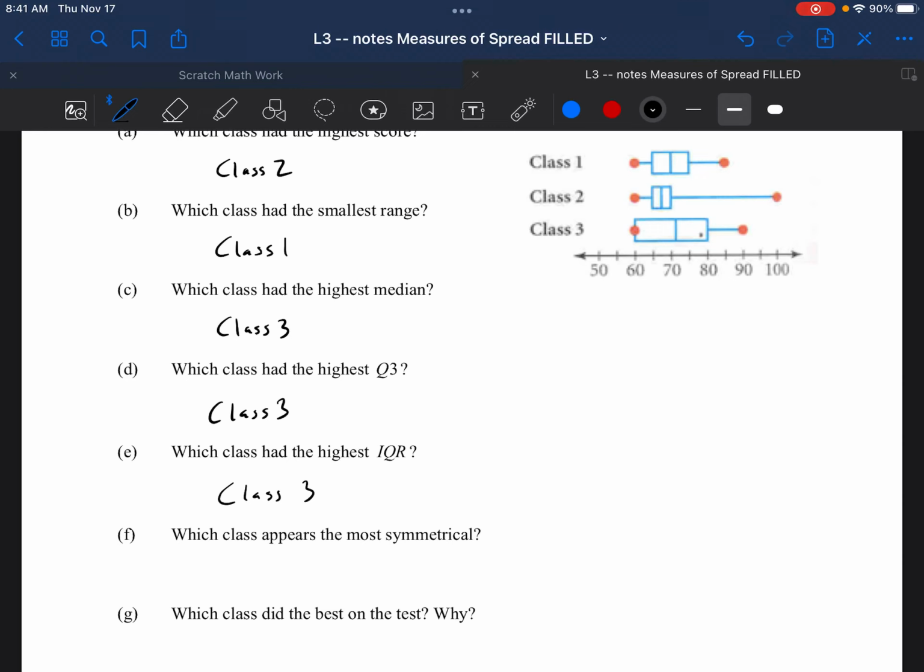Which appears the most symmetric? No, because the lengths of these whiskers are way off. Probably not there, because there's no whisker on the left. And I'd say this, right? Also the middle box looks somewhat the same. So it's not perfect, but I would say class 1 is the closest to symmetric.